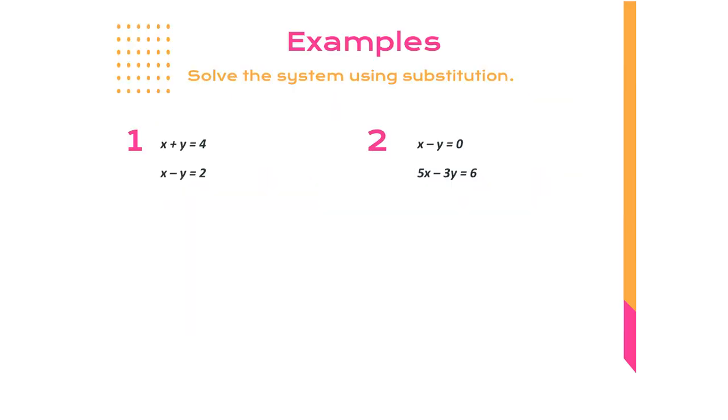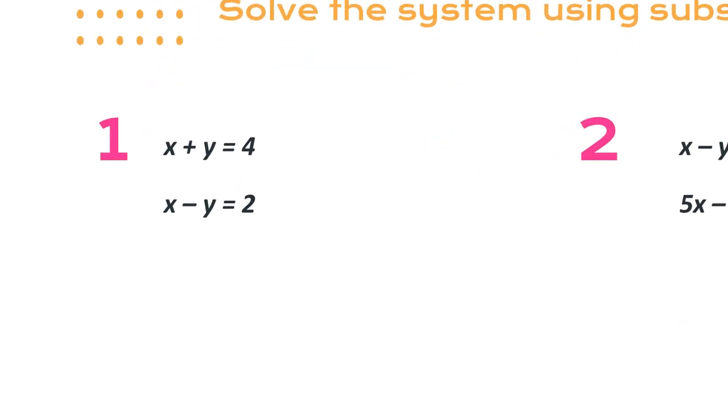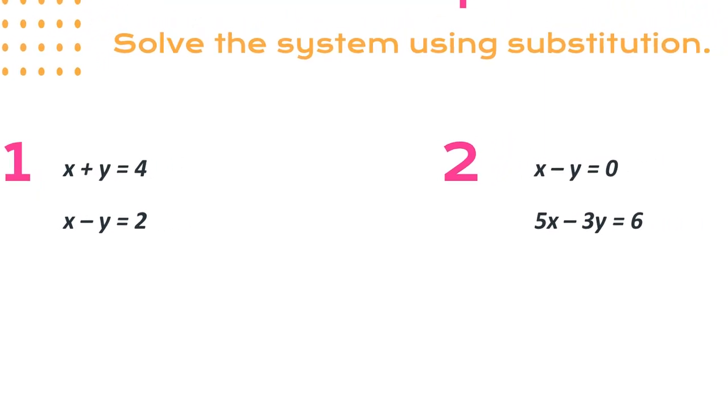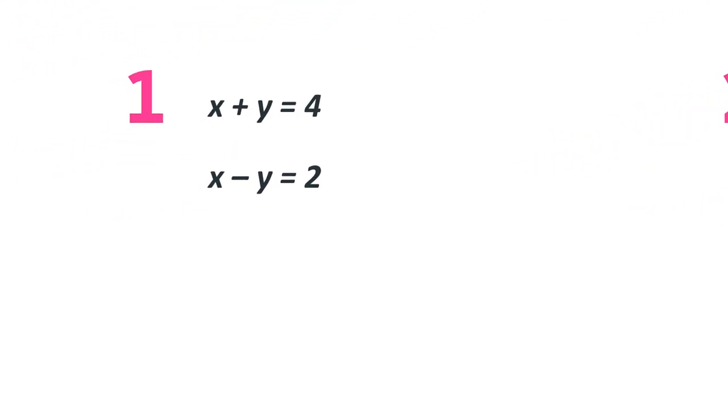So again, it's an example. Let's go ahead and see how we're using it and how we're solving it. So solve the systems using substitution. Go ahead and look at number 1. We're going to substitute. So what that means is I am going to get either x by itself or y by itself. We can do this different ways and we should still get the same answer.